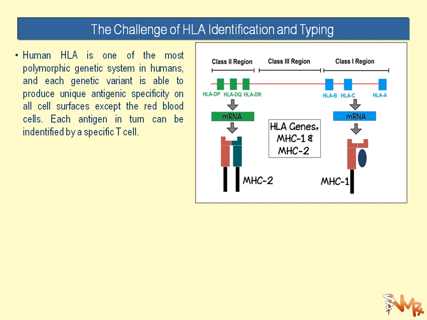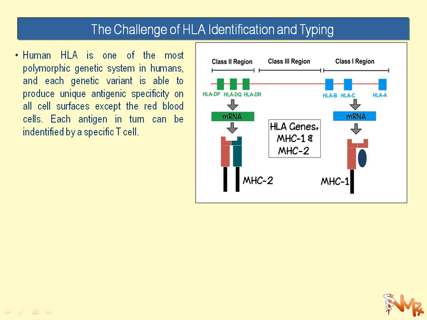Just to know, human leukocyte antigen is one of the most polymorphic genetic systems in humans, and each genetic variant is able to produce unique antigenic specificity on all cell surfaces except the red blood cells, because they don't have a nucleus. Each antigen in turn can be identified by a specific T cell with specific receptors on it for identifying that particular antigen or epitope.